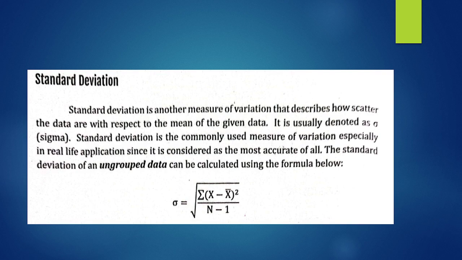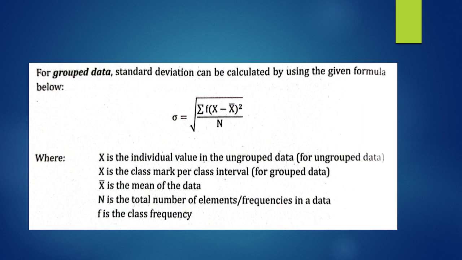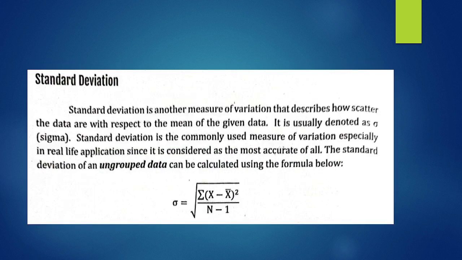This one is for ungrouped data, and the next one is for the group data. So standard deviation can be calculated by using the given formula below. So unsa may kalahian nila? So kung makabantay mo sa group data naay frequency nga involved. So standard deviation is equal to the square root of the summation of f of x minus the mean that being powered by 2 all over n. Okay? While this one, ang katong ganiha, walay frequency nga involved.